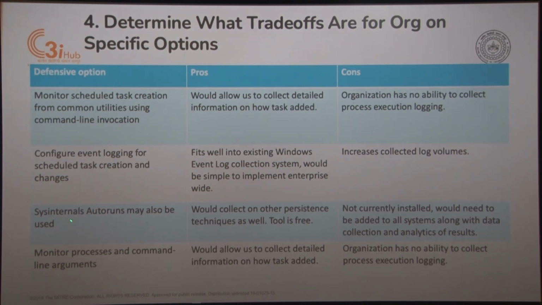Then the third option we saw is Sysinternals Autoruns, which can be used and would allow us to collect other persistence techniques as well along with scheduled tasks. And as this tool is open source, that is a pro, but as a con there is no currently installed such tool in the environment and it would need to be added to all systems along with the data collection for analytics purposes. The last one is monitoring processes and command line arguments, which we saw in the detection option. It would allow us to collect detailed information about the task scheduling, but again this organization has no process execution logging capability.